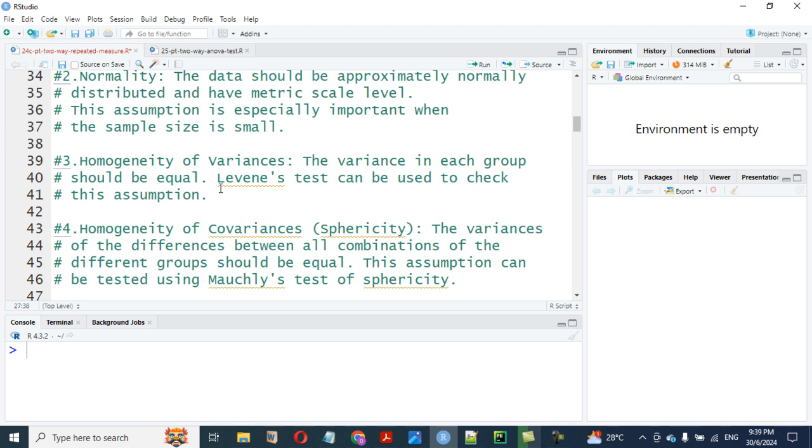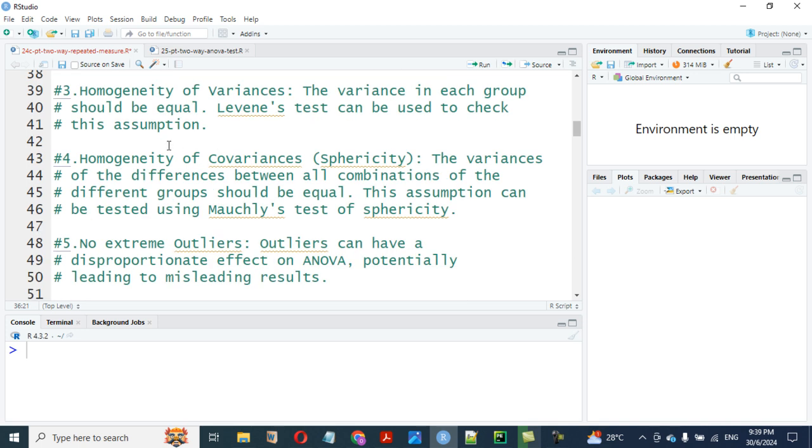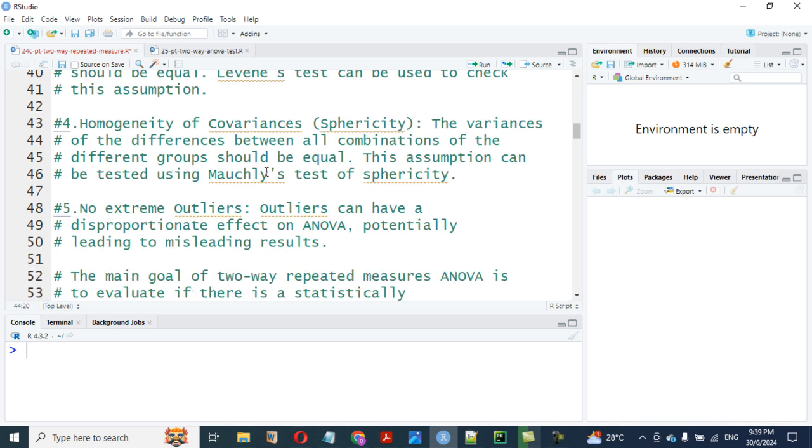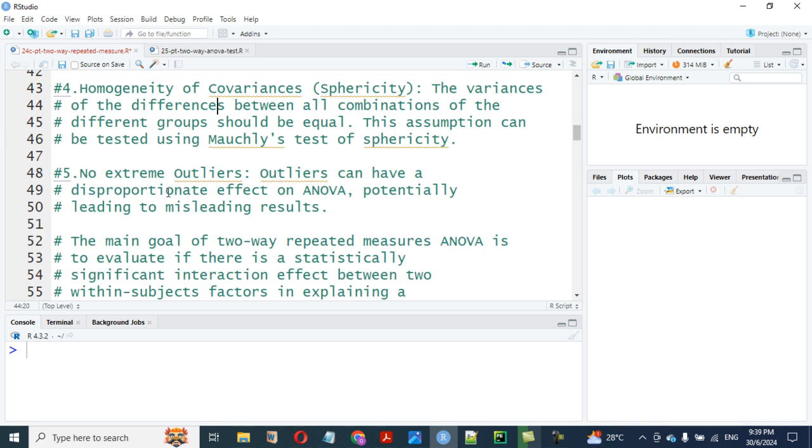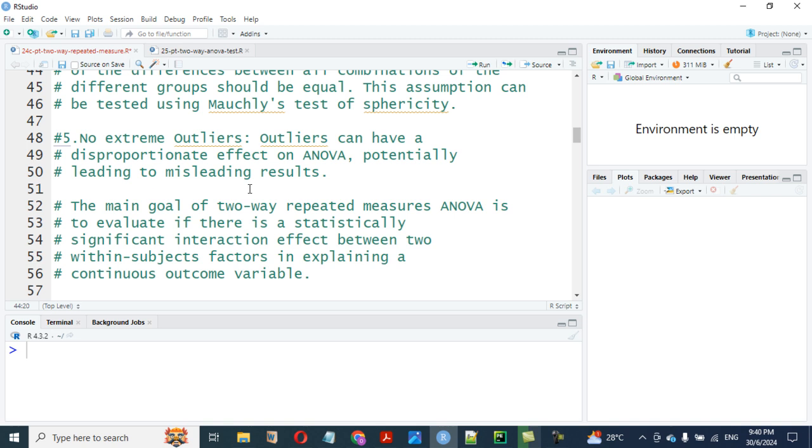You can do that with Levene's test. This one can be checked with Shapiro, and we can also look at the homogeneity of covariance. That is sphericity. All right, sphericity is dealing with combinations of all different groups. They should be equal. So we saw that using R the other time. Then no extreme outlier must be seen because it can disrupt the test.